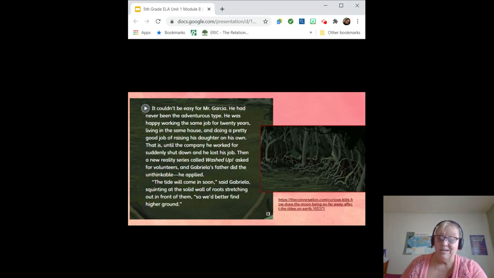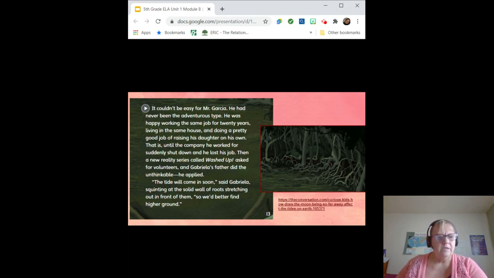Being in Kansas, you may not be too familiar with being on the beach or near an ocean. But when the tide comes in, that means the water rises, which means the Garcias will need to go to higher ground, so they won't be swept away into the ocean when the tide goes back out. So you might want to click on that link, do some research.